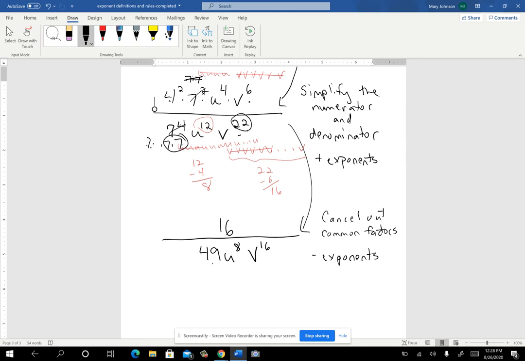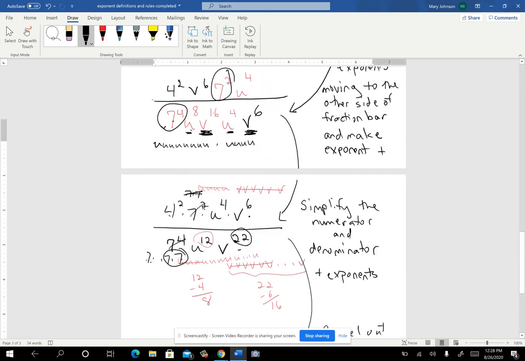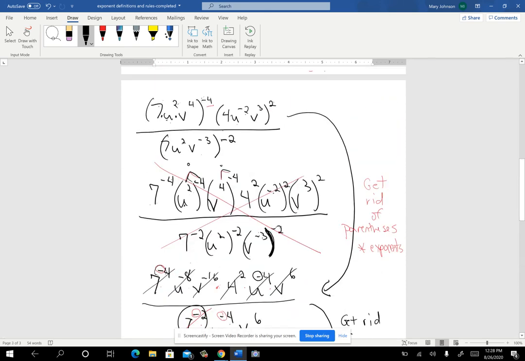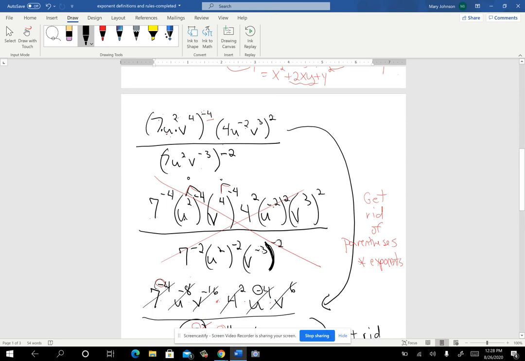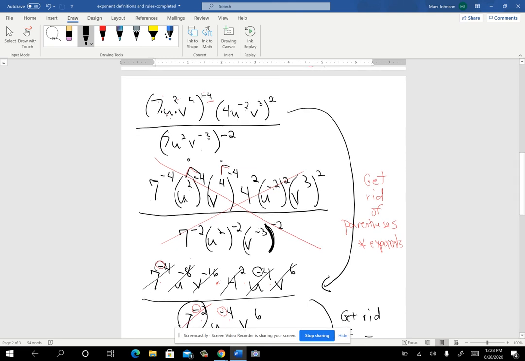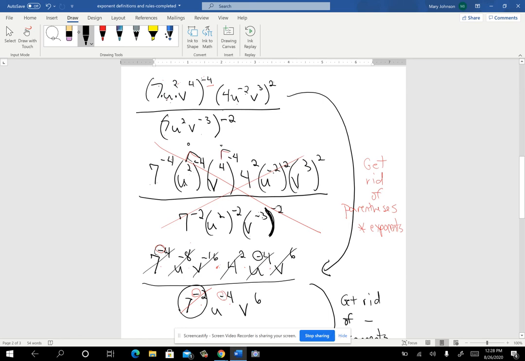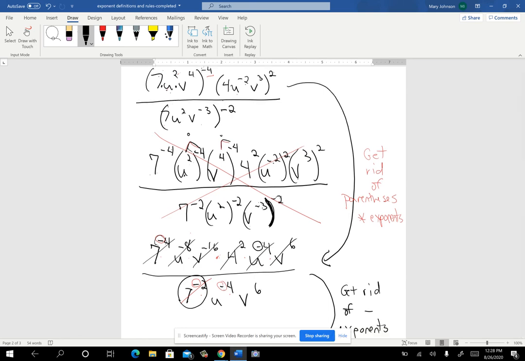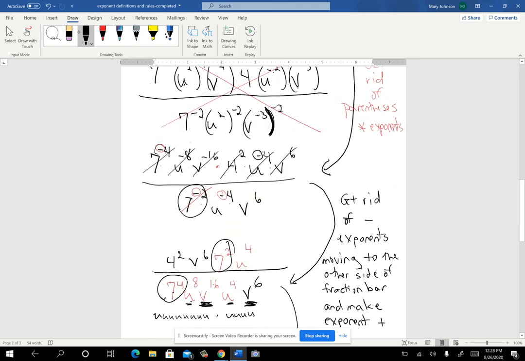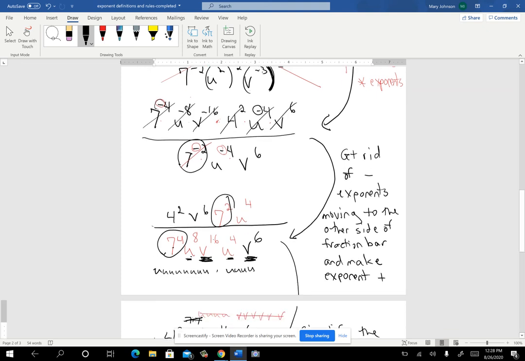So no matter how hard the problem is, these are the steps I'm going to do. First thing I'm going to do is get rid of parentheses. To do that, you typically are going to be multiplying exponents because you're going to have a power being raised to a power. And you ought to go from this first problem to this step right here. Then at this point, you get rid of your negative exponents by moving things to the other side of the fraction bar. So that's all I did going from here to here.